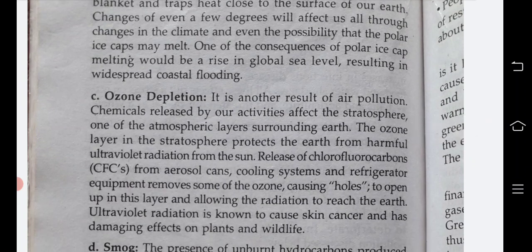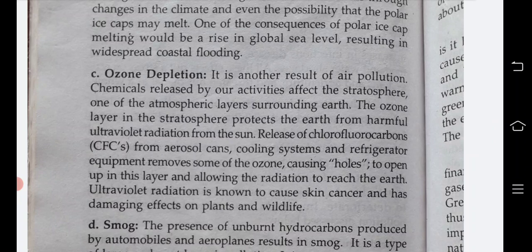There is a layer of ozone present in the atmosphere, which actually protects us from the harmful UV rays of the sun. The sun is not only the source of energy, but harmful UV rays also come from the sun, but this layer acts as a protection from them. Now, ozone depletion is another result of air pollution. Chemicals released by our activities affect the stratosphere, one of the atmospheric layers surrounding Earth. The ozone layer in the stratosphere protects the Earth from harmful ultraviolet radiation from the sun. Release of chlorofluorocarbons from aerosol cans, cooling systems and refrigeration equipment removes some of the ozone, causing holes to open up in this layer and allowing the radiation to reach the earth. That is the ozone depletion.